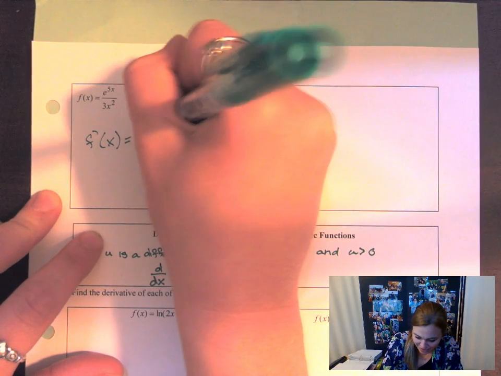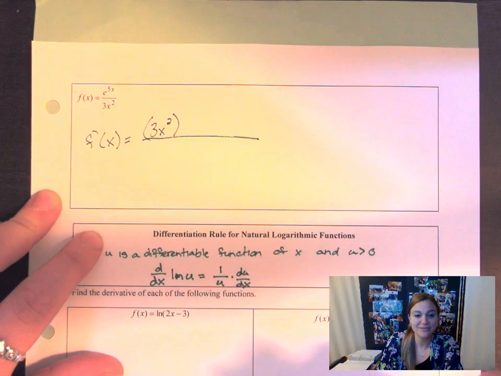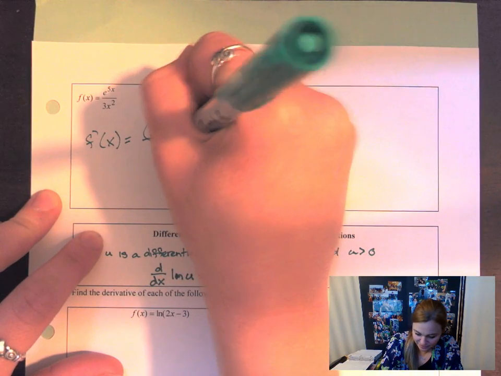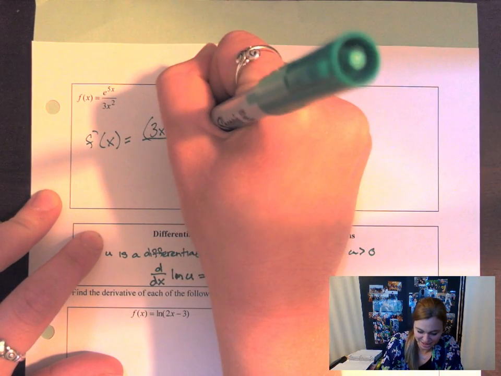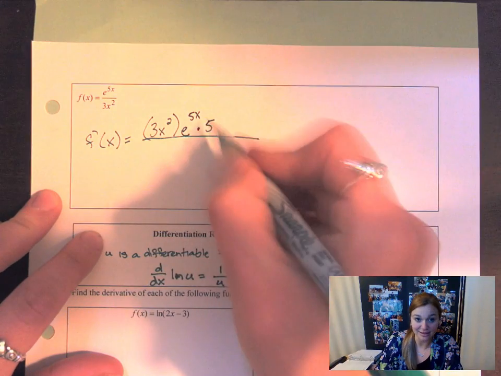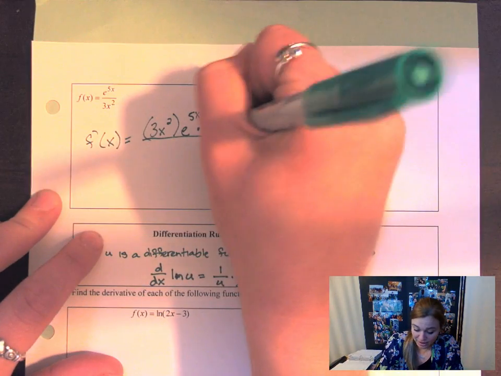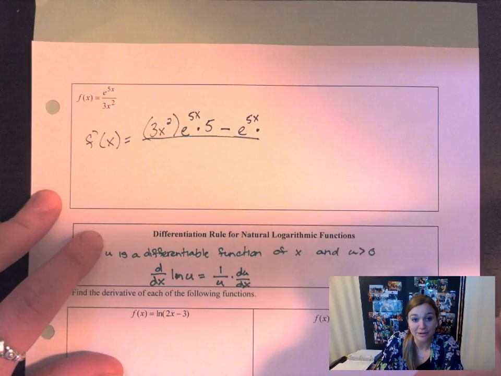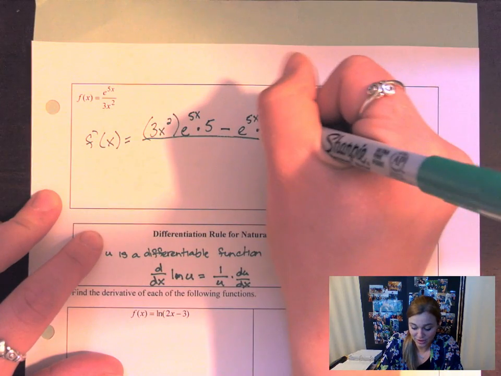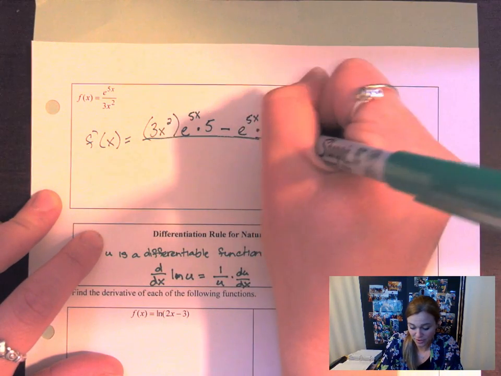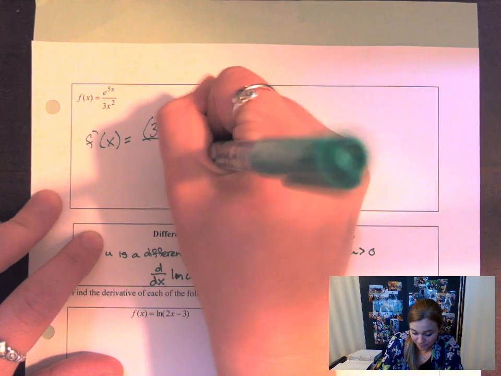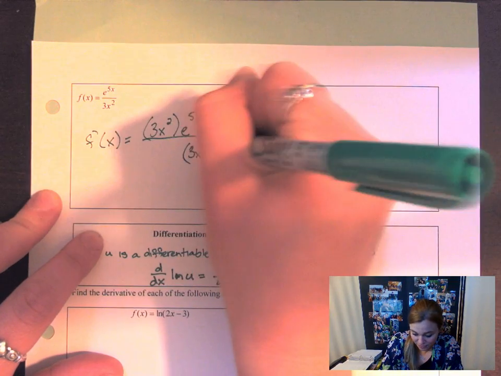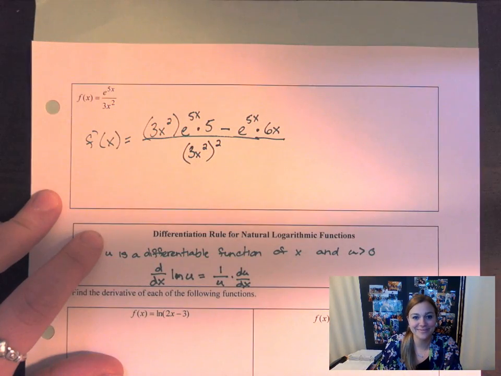Bottom times the derivative of the top. E to the 5x times 5, e to the anything times the derivative of the anything, minus top, derivative of the bottom. Derivative of 3x squared is 6x over the bottom squared. Ta-da!